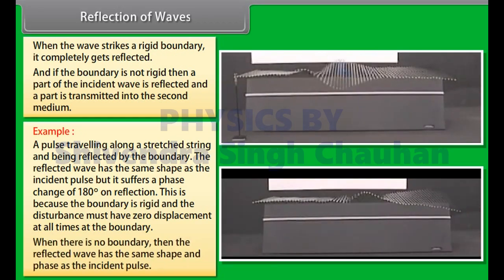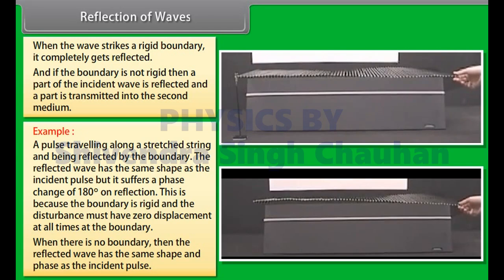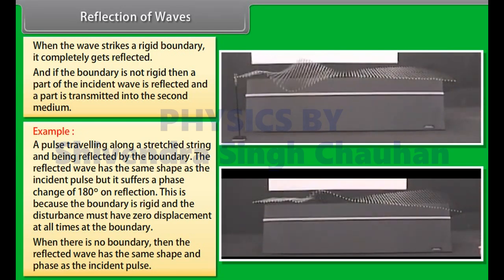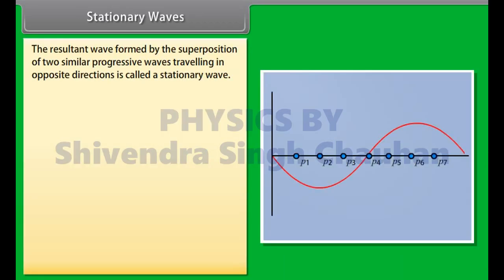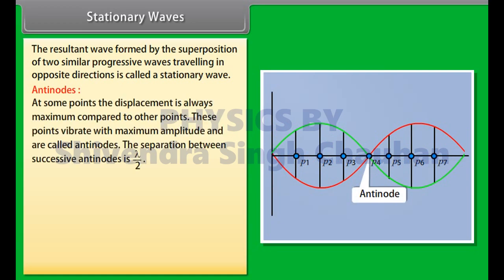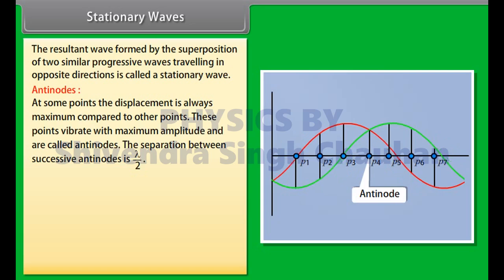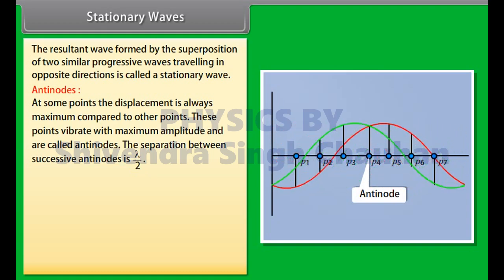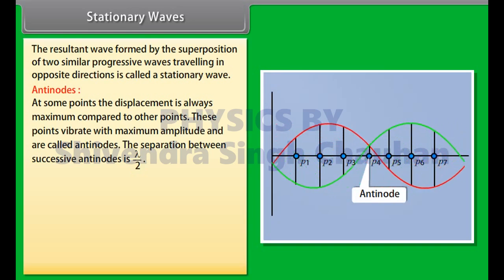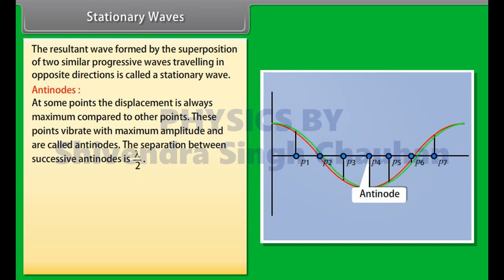When there is no boundary, then the reflected wave has the same shape and phase as the incident pulse. Stationary waves. The resultant wave formed by the superposition of two similar progressive waves traveling in the opposite direction is called a stationary wave. Antinodes. At some points, the displacement is always maximum compared to other points. These points vibrate with maximum amplitude and are called antinodes. The separation between successive antinodes is lambda by 2.